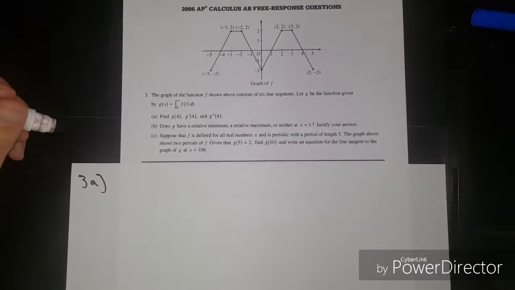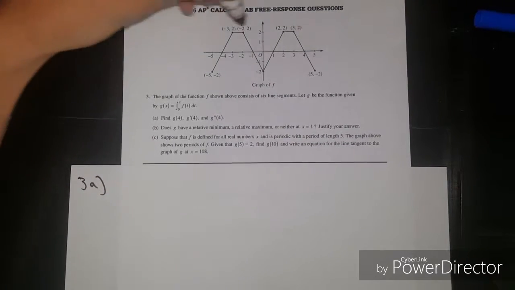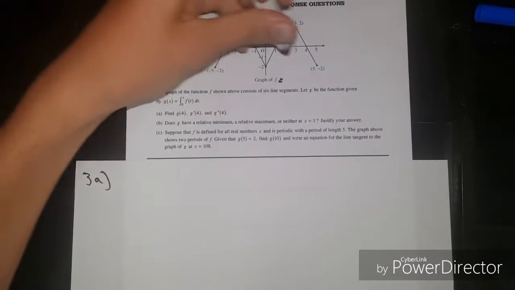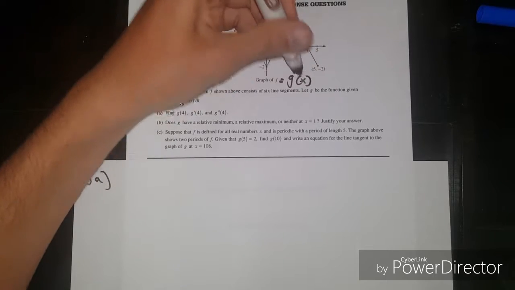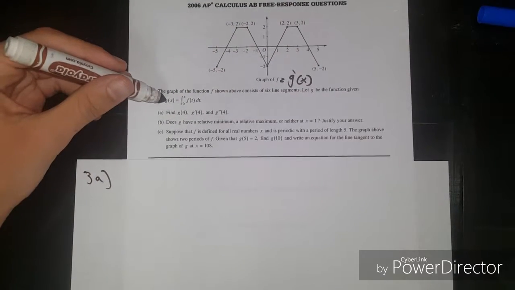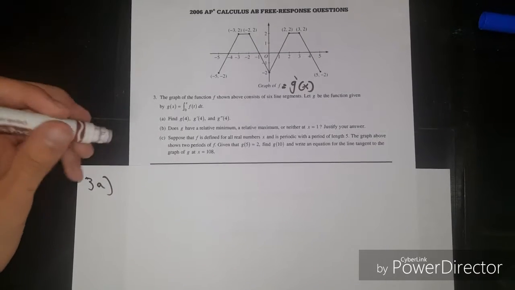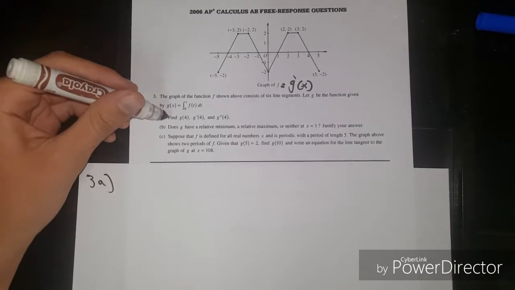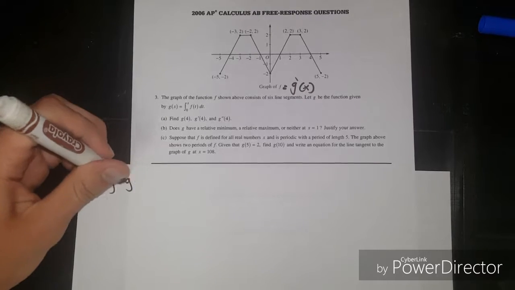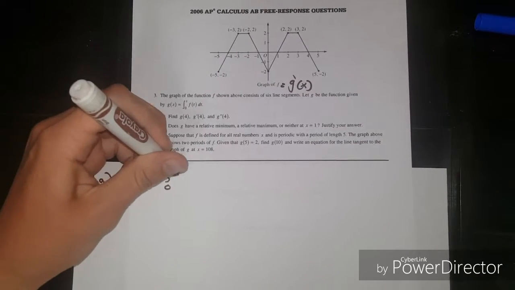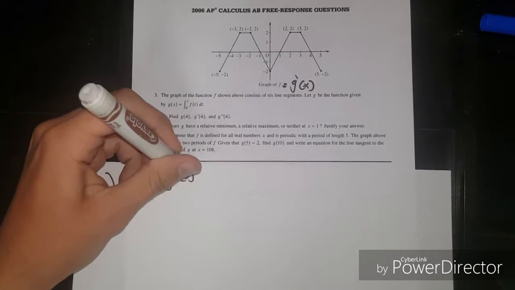Okay, so before we start, I'm going to go up here and say f, since we have the equation, is actually equal to g prime of x, because we can solve that by taking the derivative of both sides. So it'll be handy to know as we go throughout. So our first part, since we have the equation for g, we'll just plug it in. G of 4 equals the integral from 0 to 4 of f of t dt.